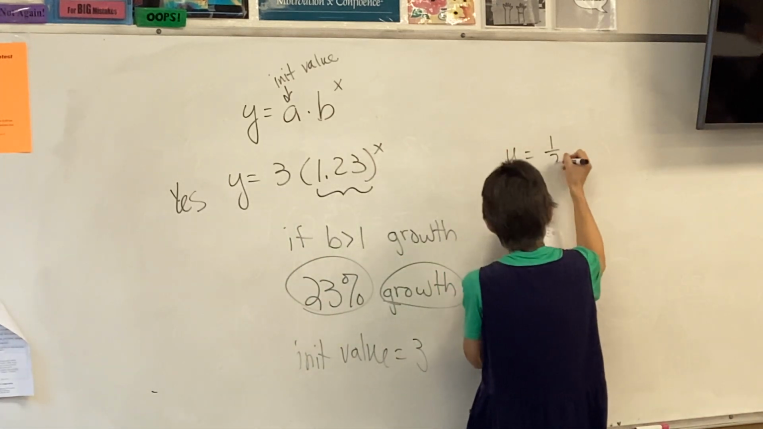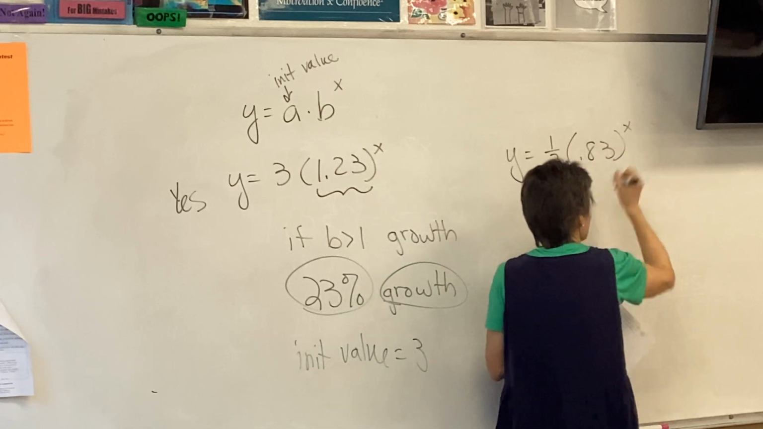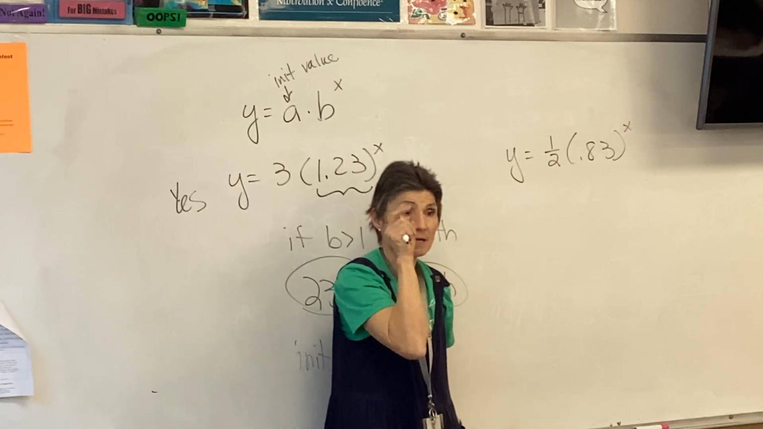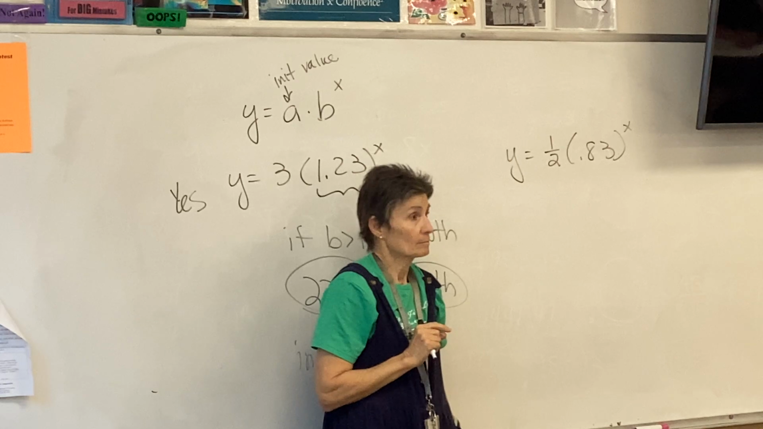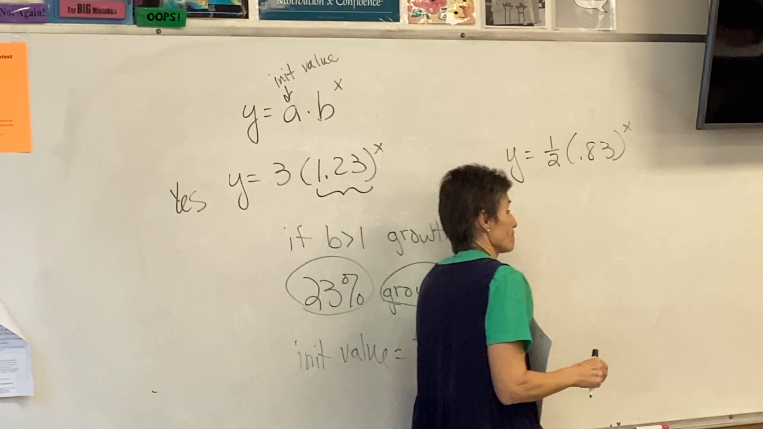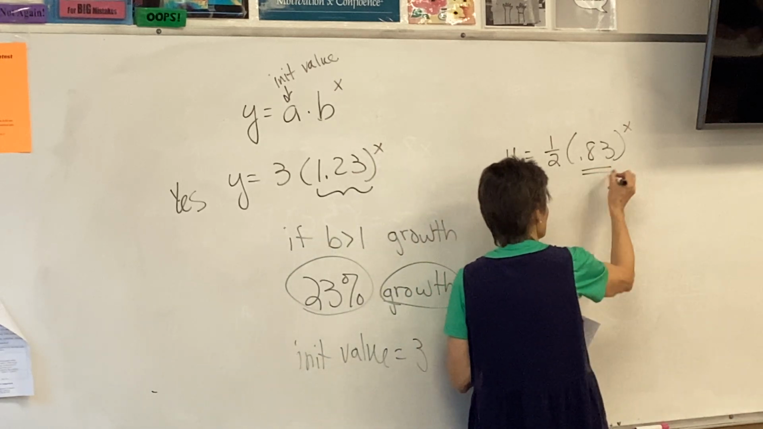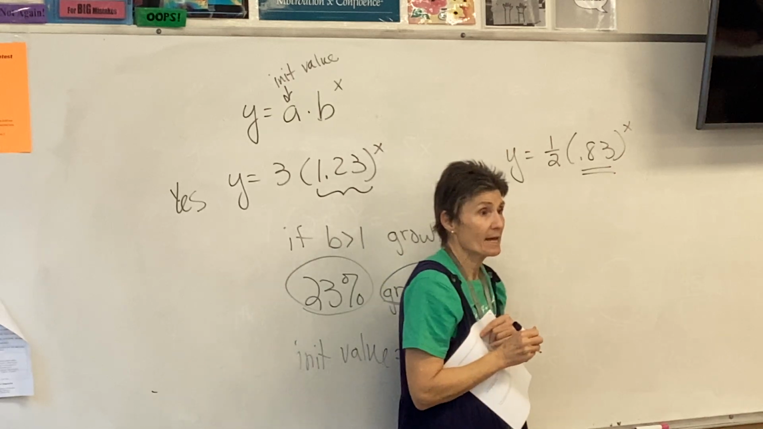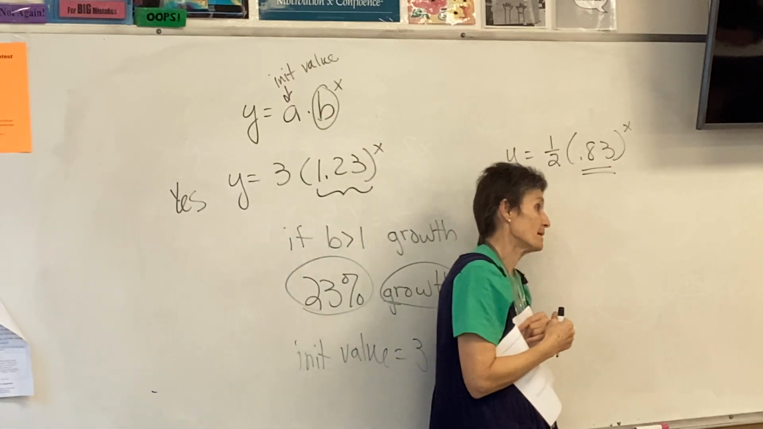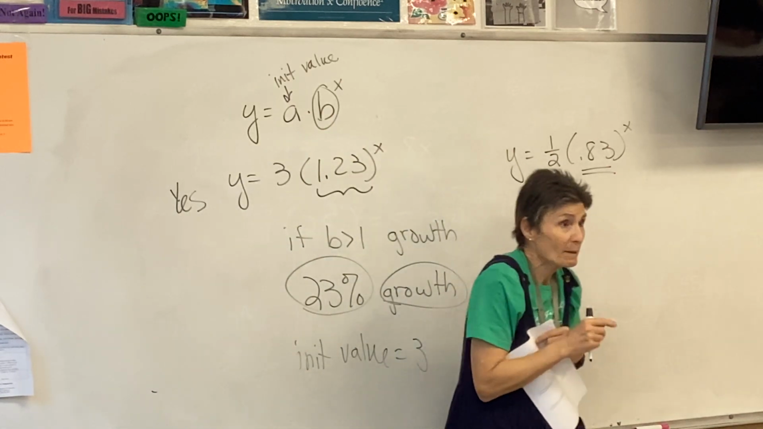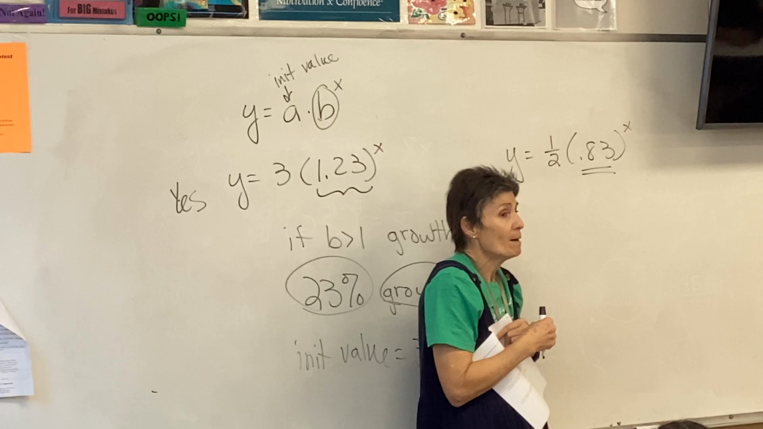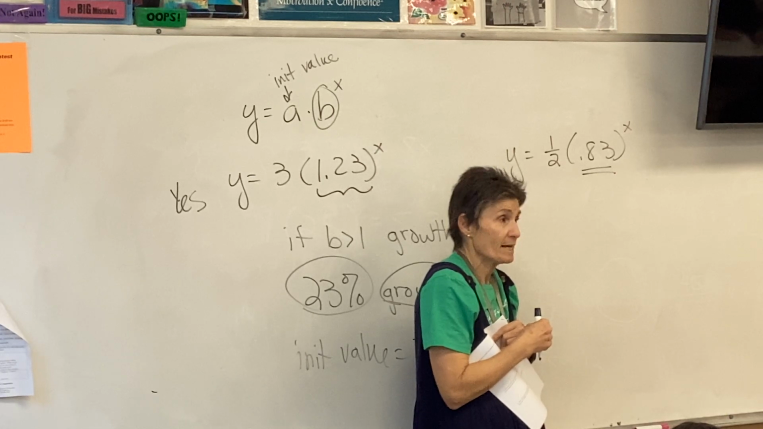Does this fit the exponential model? Yes, that's an exponential. Exponentials are something times something to the x. Growth or decay? Decay. Why? How do I know? That number is less than 1. When this number right here is less than 1, it's going to be decay. Because you told me, if I multiply by a number less than 1, I go down. How much decay? Please don't say 83%.